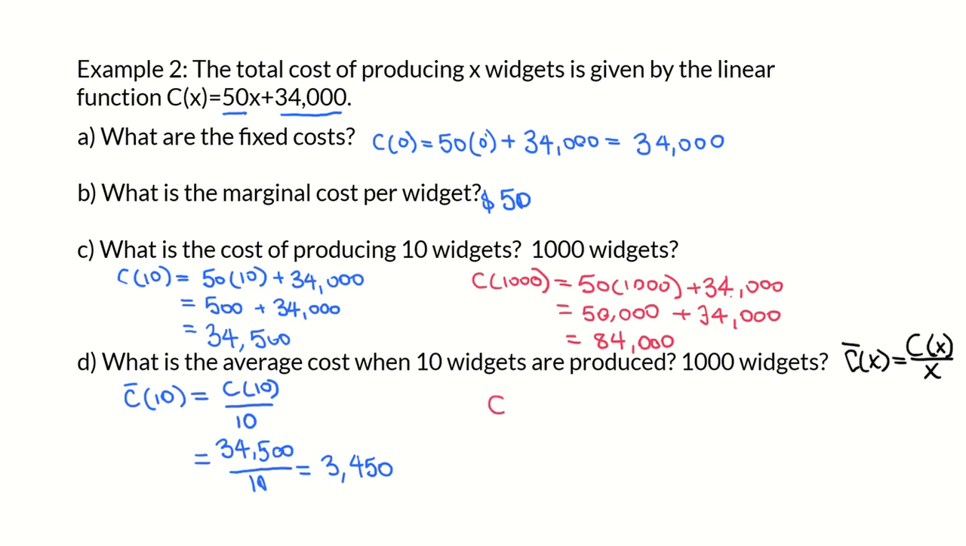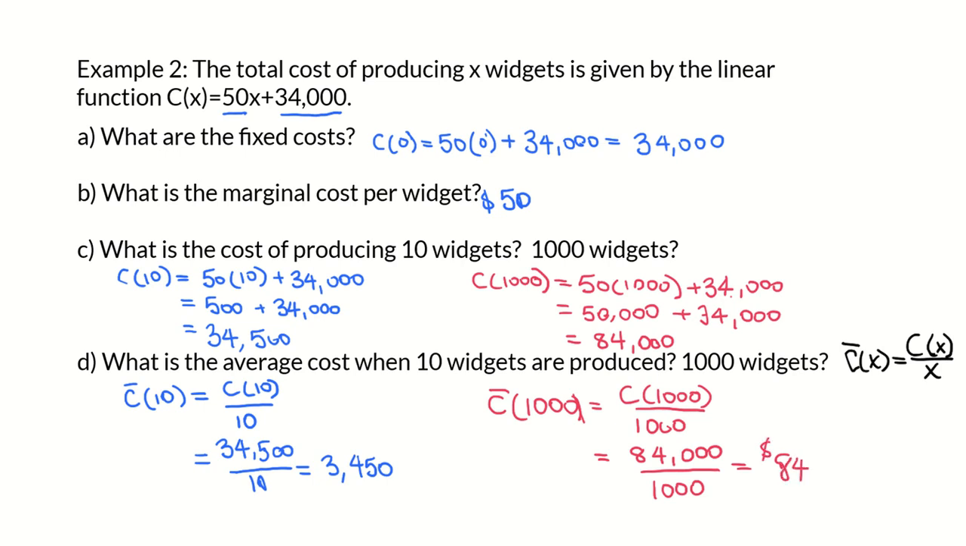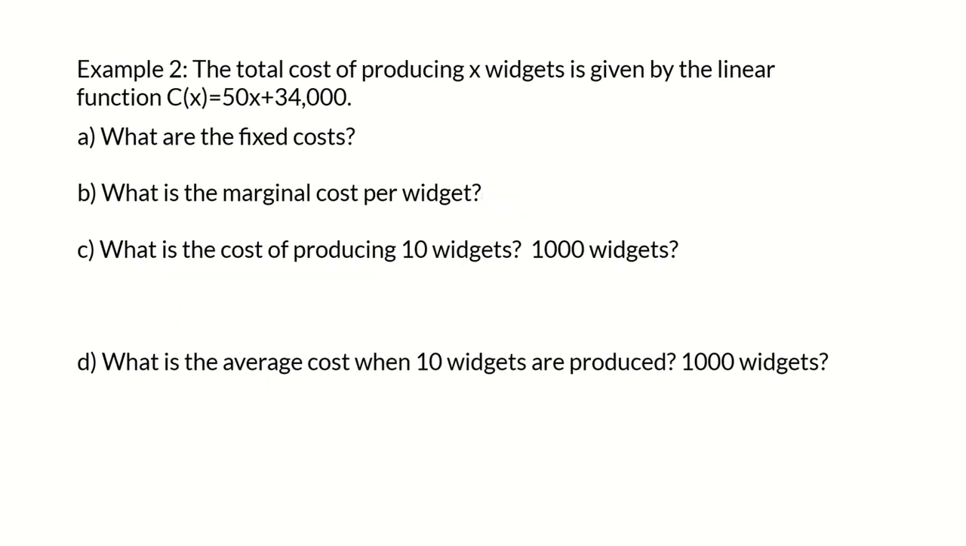When we produce 1,000, C bar of 1,000 would be C of 1,000 divided by 1,000. So this would be C of 1,000 from the line above, 84,000 divided by 1,000, which is $84. So as we produce more widgets, the average cost per widget decreases. So the average cost for producing 10 was over $3,000. The average cost for producing 1,000 was only $84.